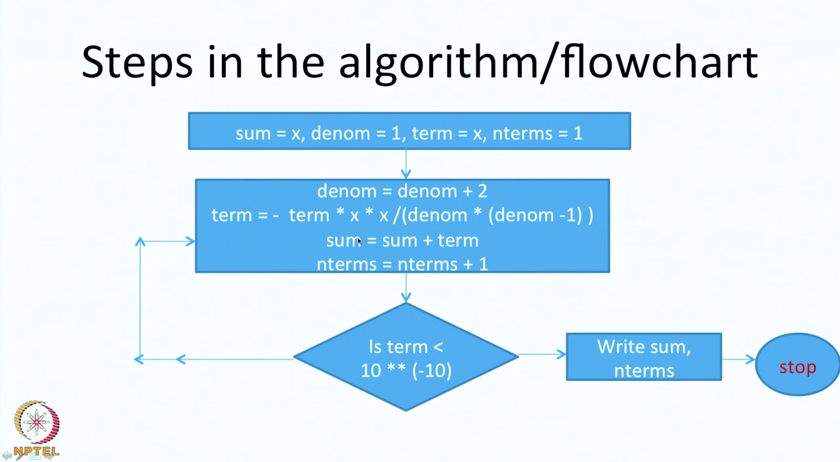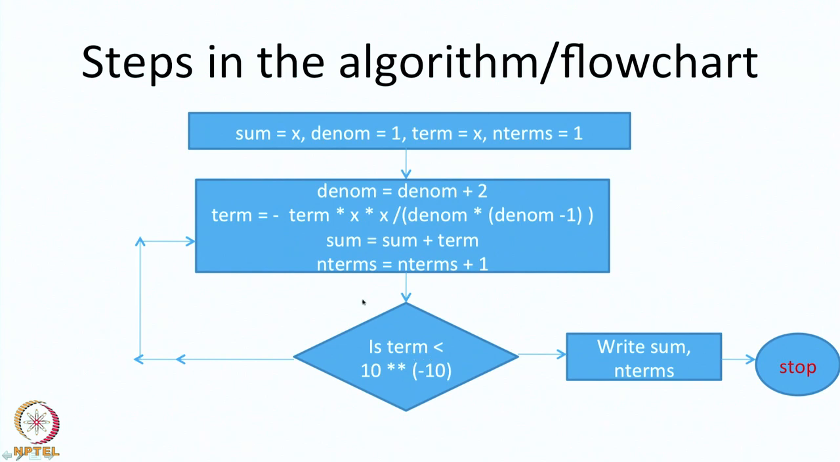So, I add the third term here. The new value of sum is x minus x cubed by 3 factorial plus x to the 5 by 5 factorial. That is my new value of sum. The number of terms increases by 1. Then again I go to this question. I ask again, is the term value less than 10 to the power minus 10? Again, this is not the term, but the absolute value of the term.